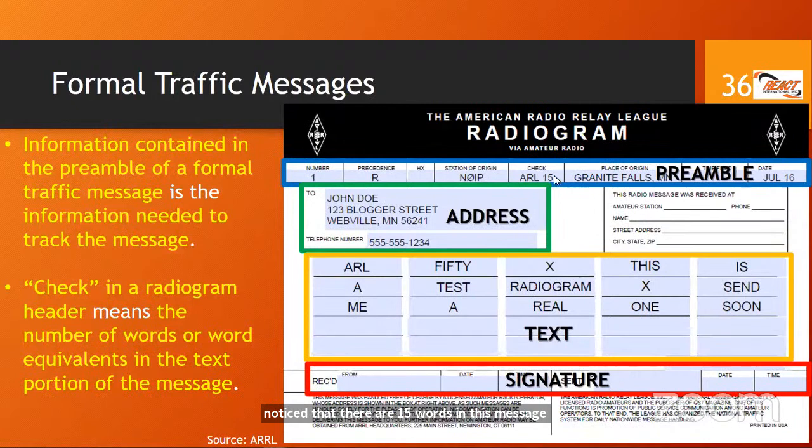So when we're passing a message, it's like a checksum, right? We know how many words are in the message, and when you pass that check, you see if you actually got 15 words in that message. That helps with the accuracy. If you only got 14 or you got 16, you'll know something is wrong somewhere, right?